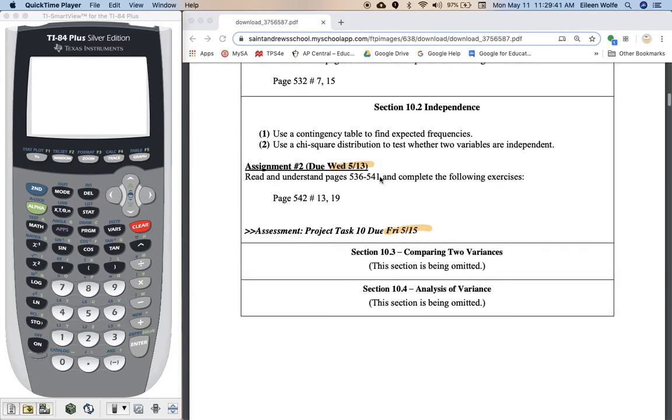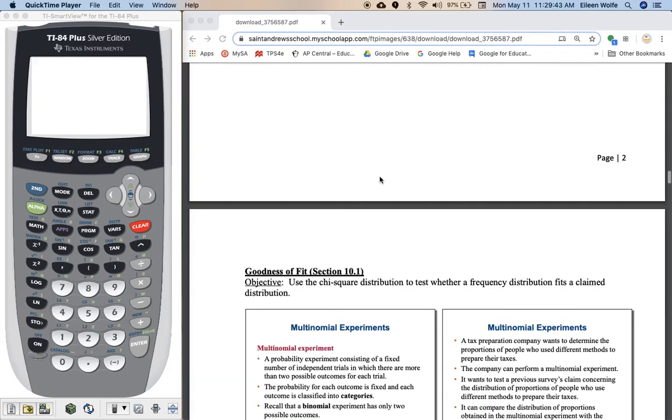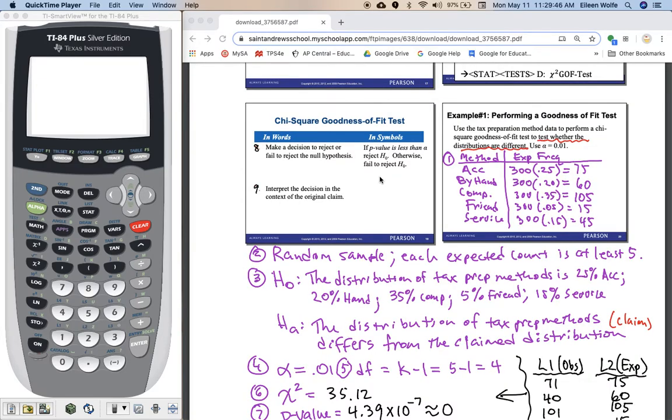Okay, so let me scroll to pages. I believe it's going to be starting on page 9 and following.